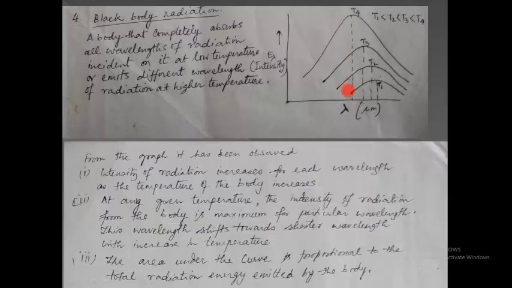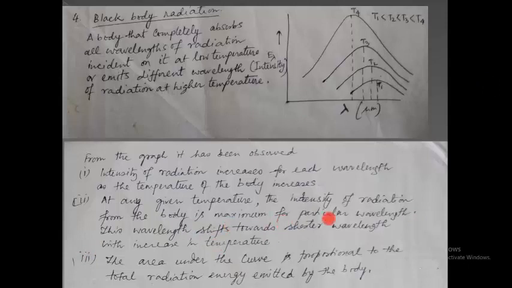So when you try to find out for each curve what is the value of energy density or intensity, you will find that with an increase in temperature, the energy density or the energy value increases for every temperature. So the first point says the intensity of radiation or energy increases for each wavelength as the temperature of the body increases. Basically this statement comes in the form of a law which we are going to discuss in the next slide.